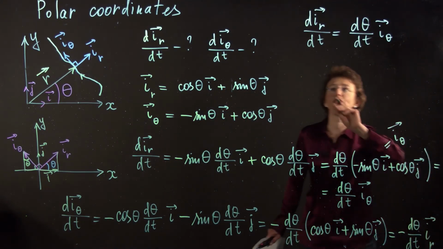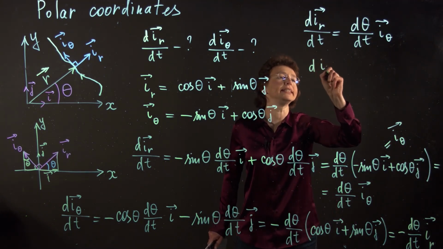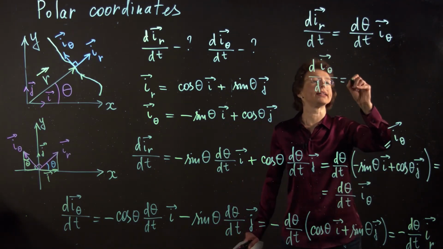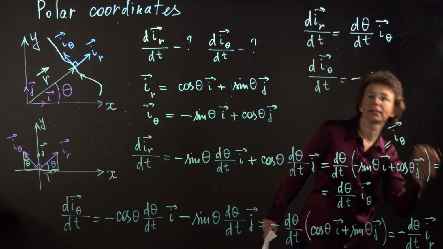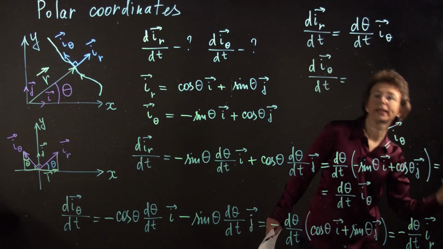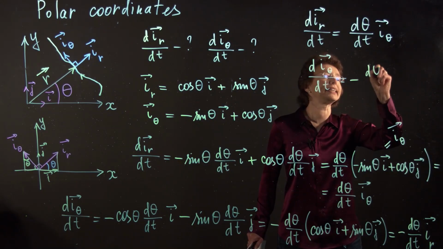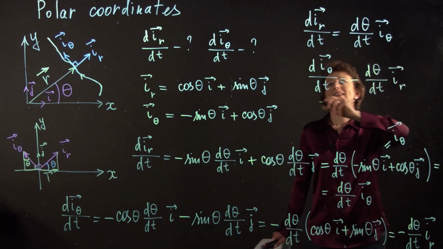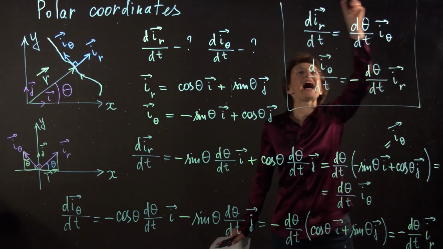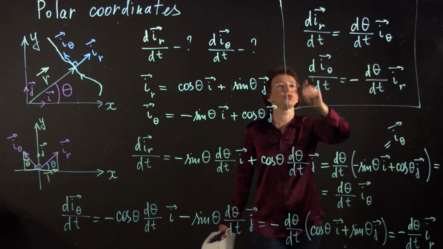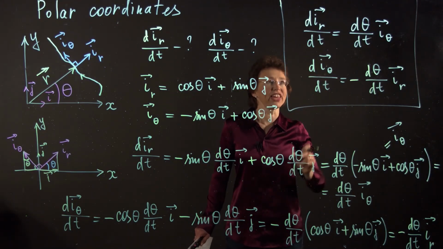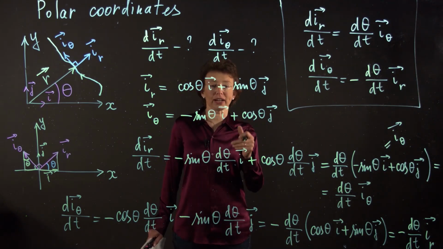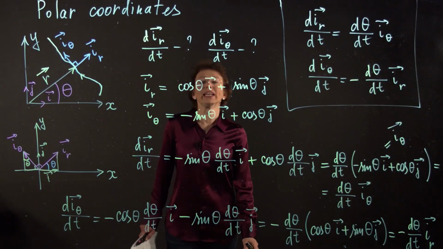Now we know how to differentiate i_theta. di_theta/dt is equal to minus d theta/dt i_r. So now we know how to differentiate the unit vectors i_r and i_theta. And in the next video, I will derive velocity and acceleration in polar coordinates.